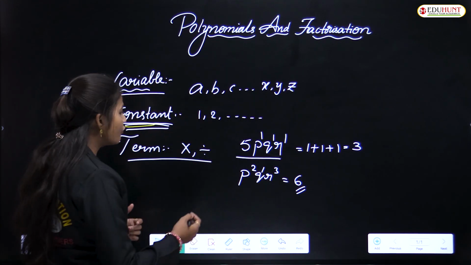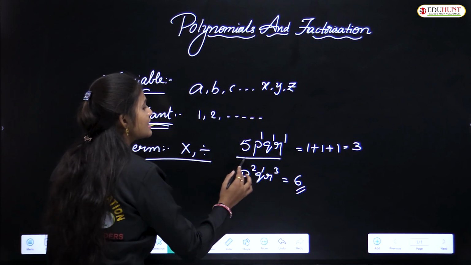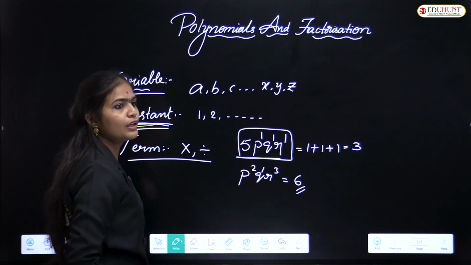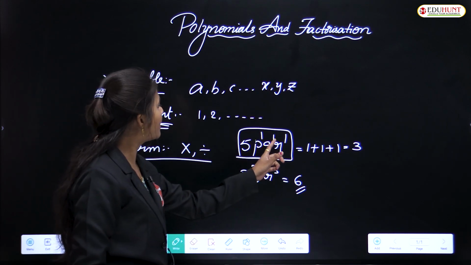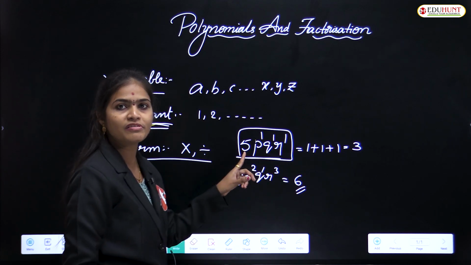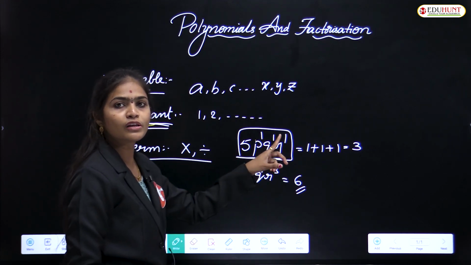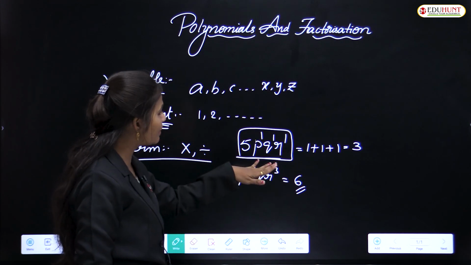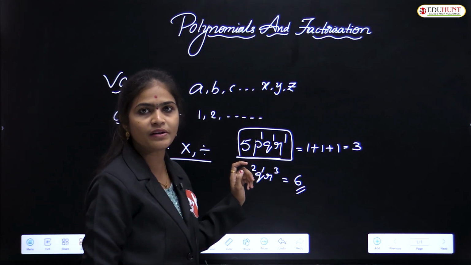So positive power of a term means, while you are saying this term here, 5PQR, when you observe the powers, all of them are positive powers only, no? Okay, so we will call this one a term, and this is having positive powers.